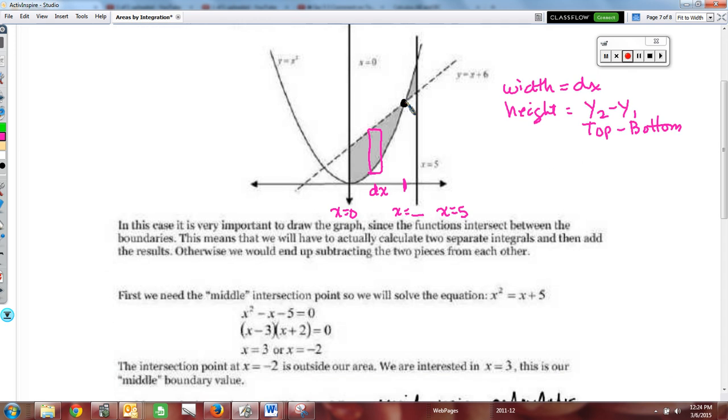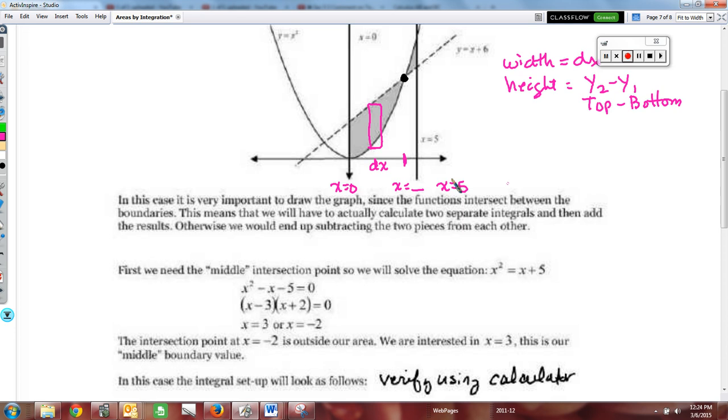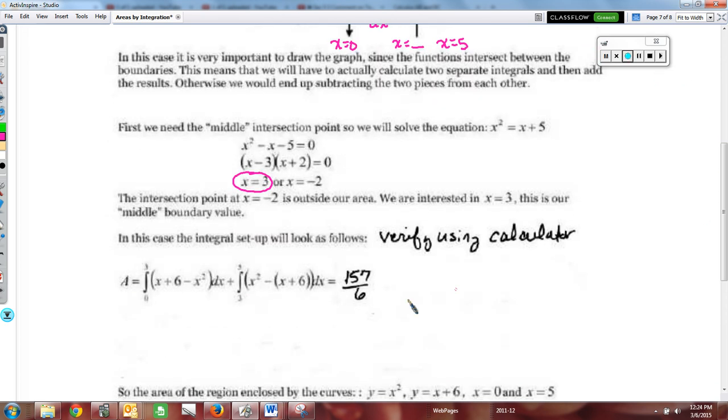I find the middle intersection point. I set my two curves equal to each other. X squared equals x plus 5. Get 0 on one side, factor, solve using algebra. So we have these two intersection points. Now we got two because one's here and one's here. Identify which one you want, which would be the 3. So now we're going to set up our integral as the integral from 0 to 3.